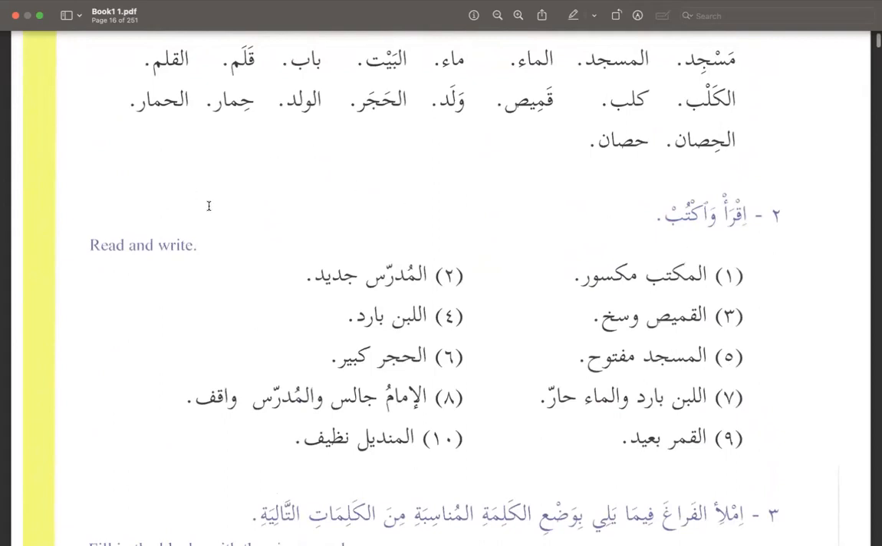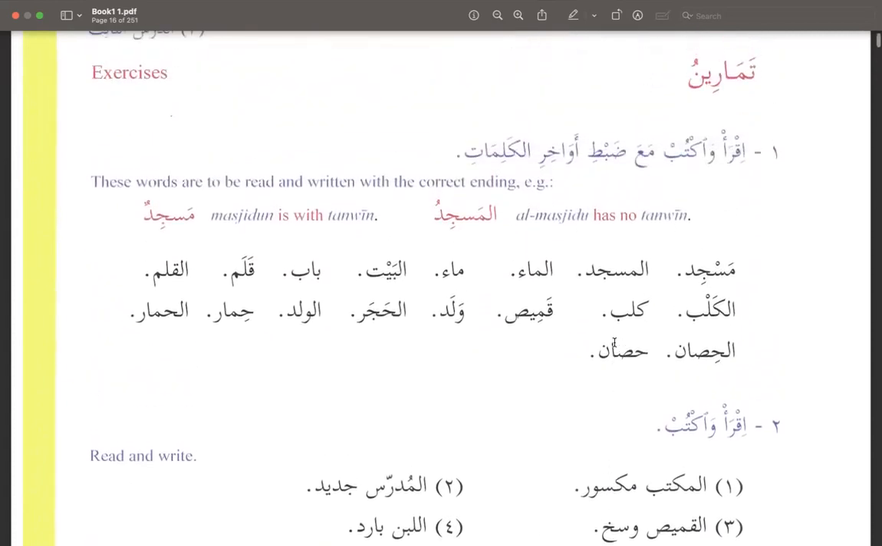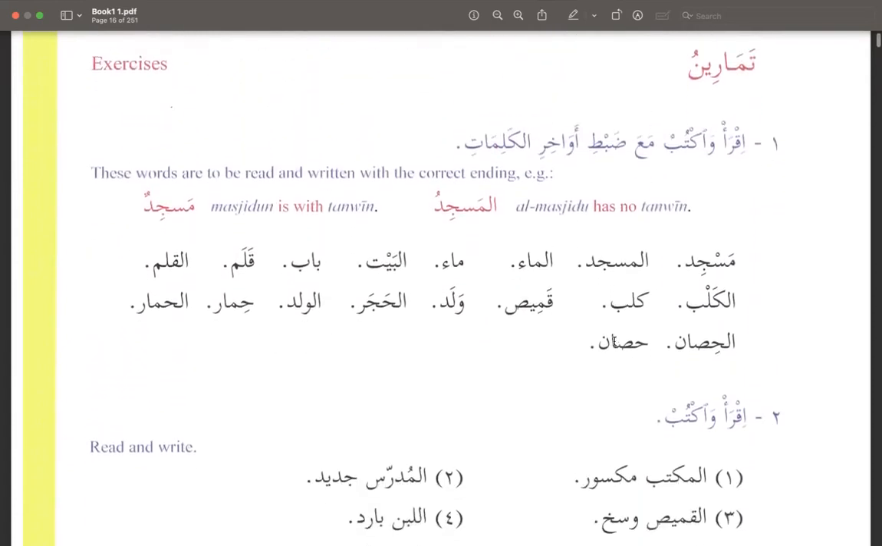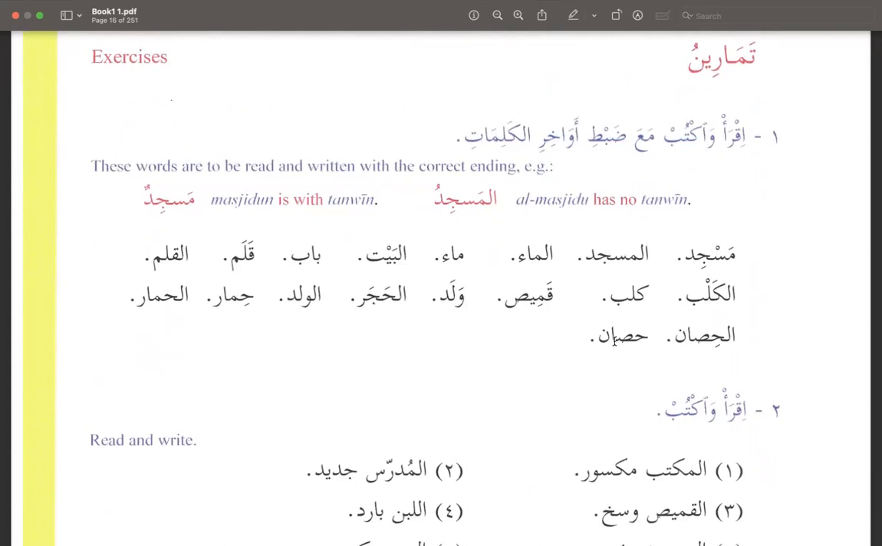اقرأ واكتب, and then in this next part, just read and write. That's all you have to do. Read and write. Very simple. Exercise 1 and 2 for homework, and then the vocabulary.